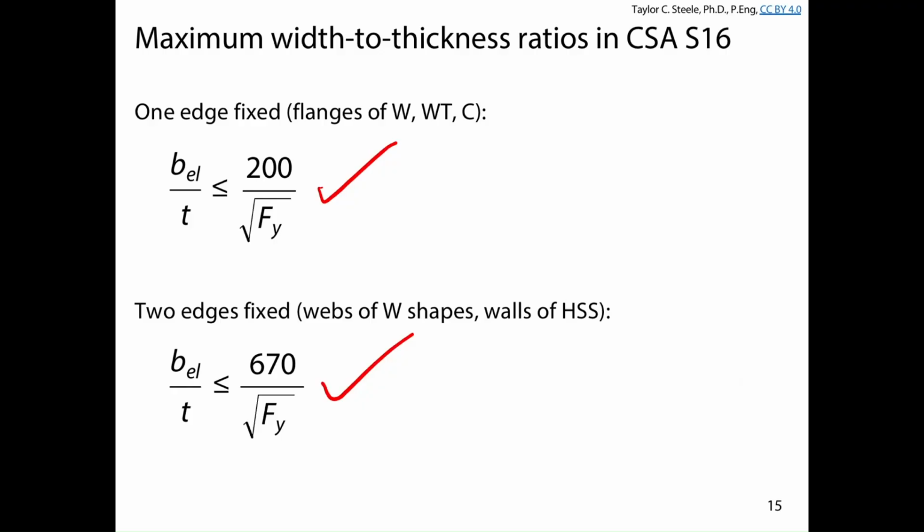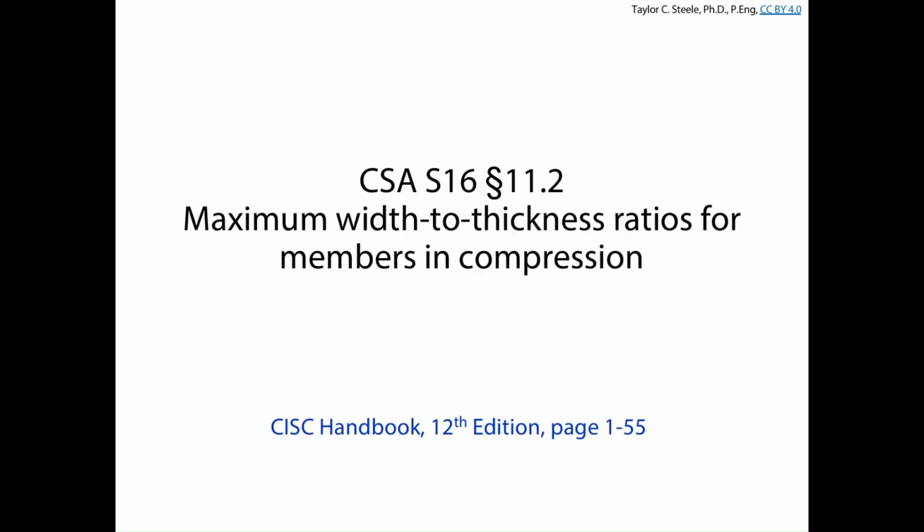These are just for a couple situations: single edge fixed for a wide flange section, or two edges fixed for webs or wall thicknesses of HSS. There are other situations like angles. They have a slightly different ratio, and I'll show you what that looks like here in a second.